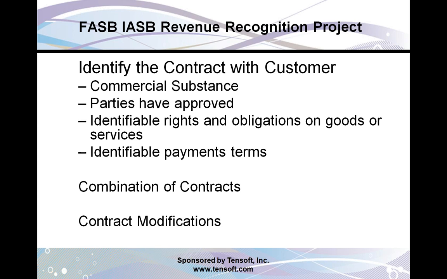In addition, we will need to look at the concept of combination of contracts, which is very similar to our old TPA 39 linked contract criteria, where we look at the time that contracts are entered into, whether there's related elements. And then finally, in identifying the contract with the customer, identifying if there are any contract modifications that subsequently occur that need to become part of this contract and change the accounting for the contract.